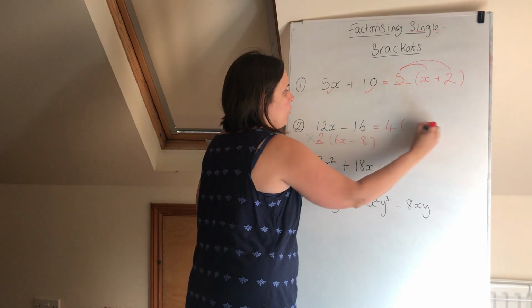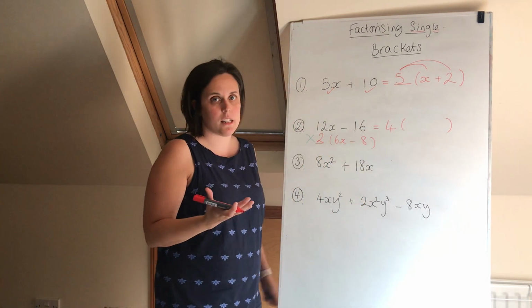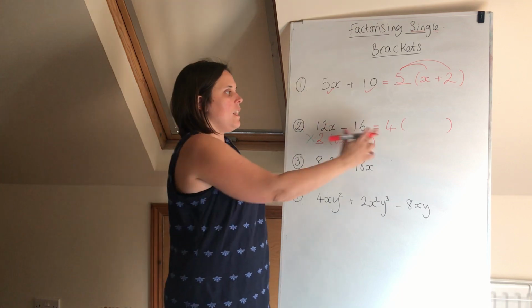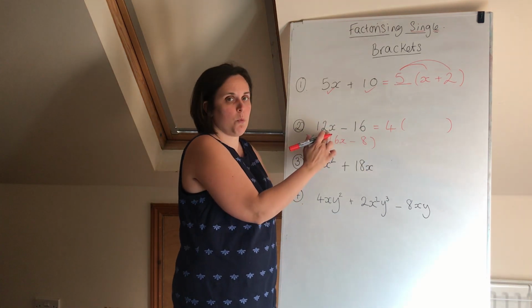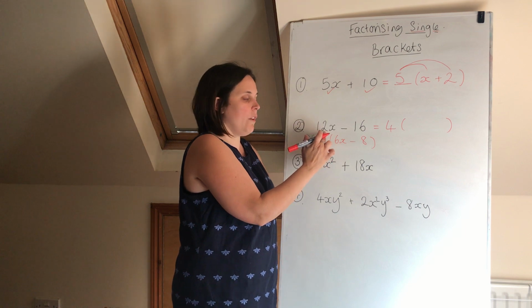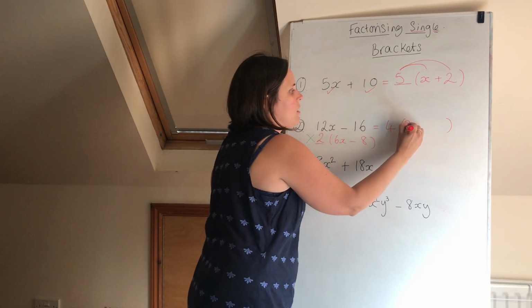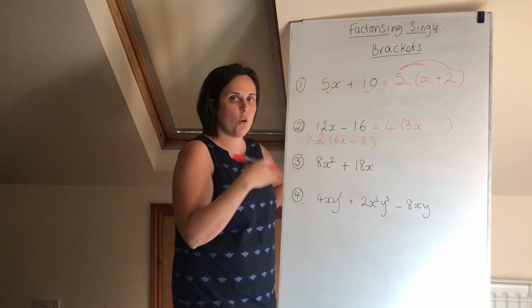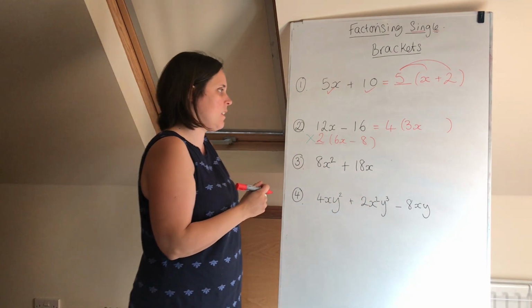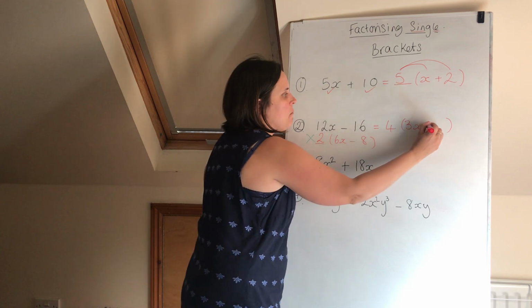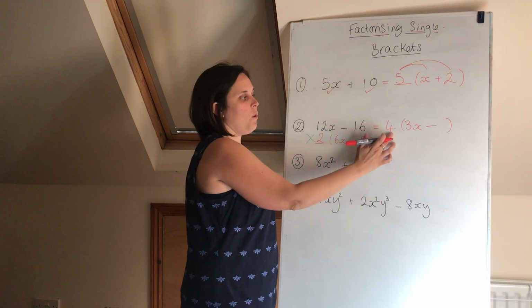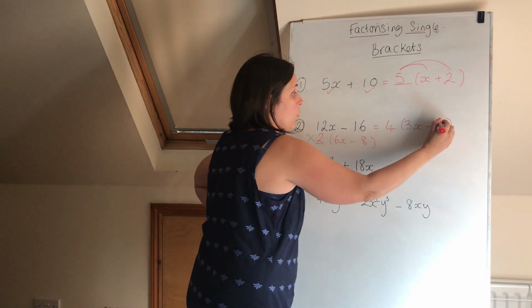So we take out 4. Again, there's still no letter, so that's it. So then we say 4 times what gives us 12x? Well, if we want 12, we need a 3 and we need an x. So it's 3x. And if you multiply that, 4 times 3x gives you 12x. And then just like here, we need the minus, and then 4 times what gives you 16? Well, it's 4.